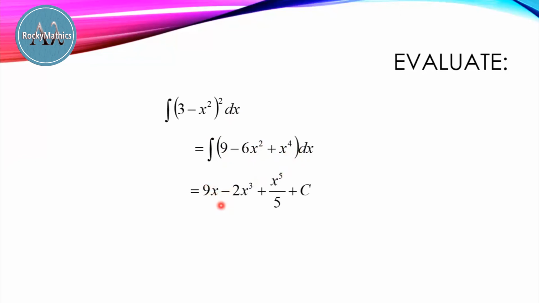which is equal to 9x minus 2x cubed, because we simply add 1 to the exponent 2. From here, 6x cubed over 3, so 6 divided by 3 is equal to 2. Now, the integral of x raised to 4 is x raised to 5 over 5 plus c. Okay? So, the final answer, if we write this one in descending order, is x raised to 5 over 5 minus 2x cubed plus 9x plus c.